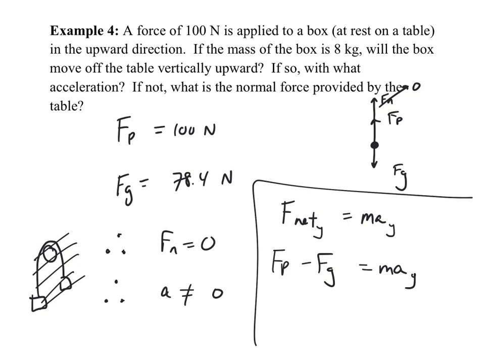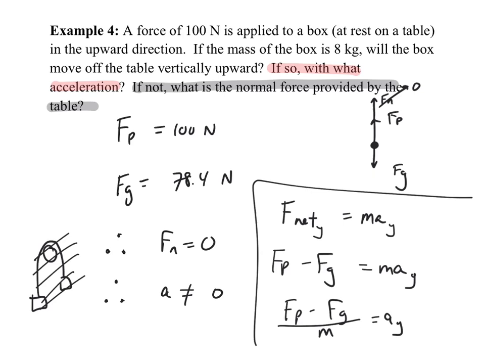So the final answer here is just going to be that a_y equals Fp minus Fg all over m. And our goal is to find the acceleration, right? We're looking here. It says, if so, if it does lift off the table, with what acceleration? We don't have to worry about the second part, right? If not, what is the normal force? Because it does move off the table, so normal force is 0 for sure. So we're answering what's highlighted in red.